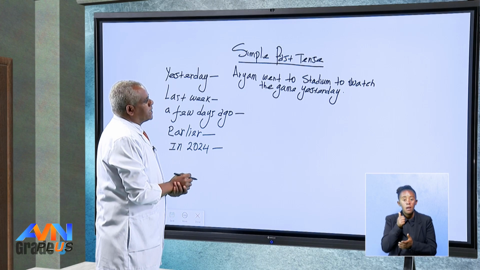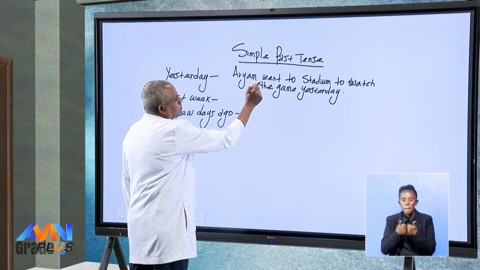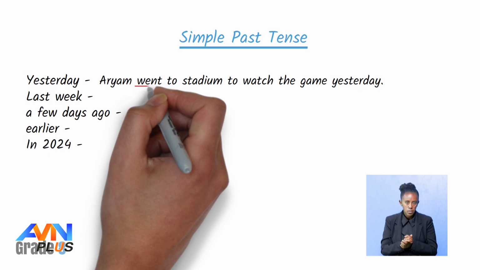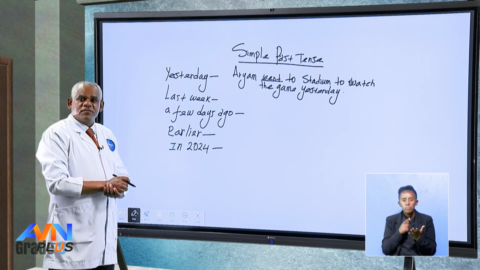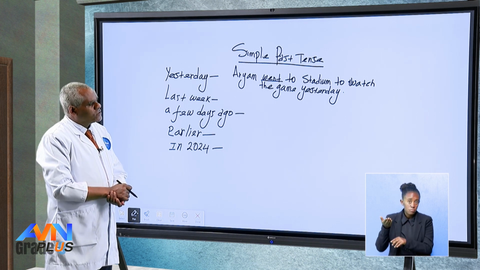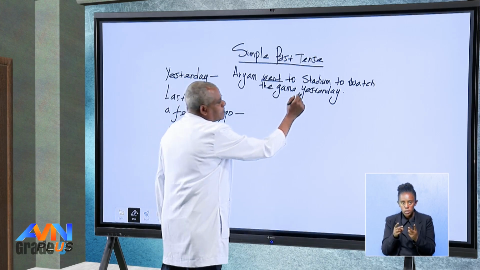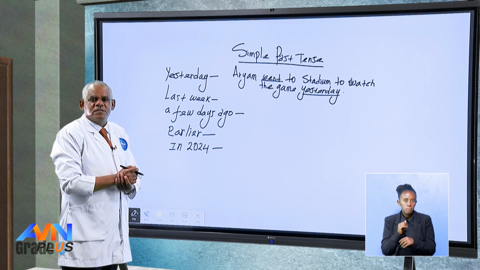Ariam went to stadium to watch the game yesterday. Here now the past action is here. What kind of verb is it? It's obvious that it is an irregular verb. Ariam went to stadium to watch the game yesterday. Yesterday is a time adverb which tells us what Ariam did.